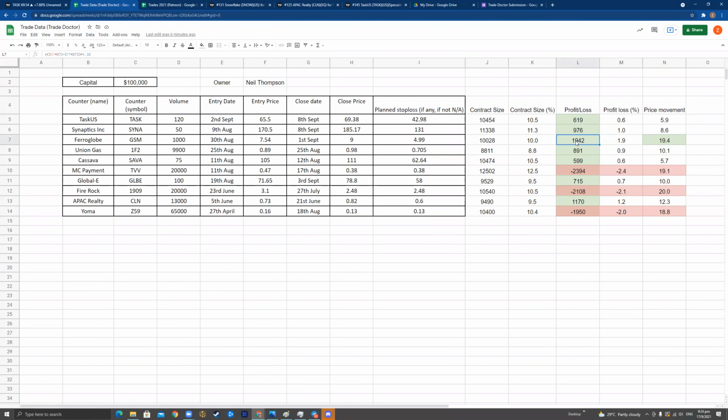And in fact, there is a very good reason why Mr. Neil Thompson was able to get such a high profit on this trade. If you look at the price movement, of all his profit trades, this is the only trade where he is able to get close to 20% price movement, meaning the price moved from 7.54 to 9. That is very close to 20%. But for the rest of the trades, they are like 6%, 9%, 10%, 6%, 10%. So the average is about maybe 8-9%.